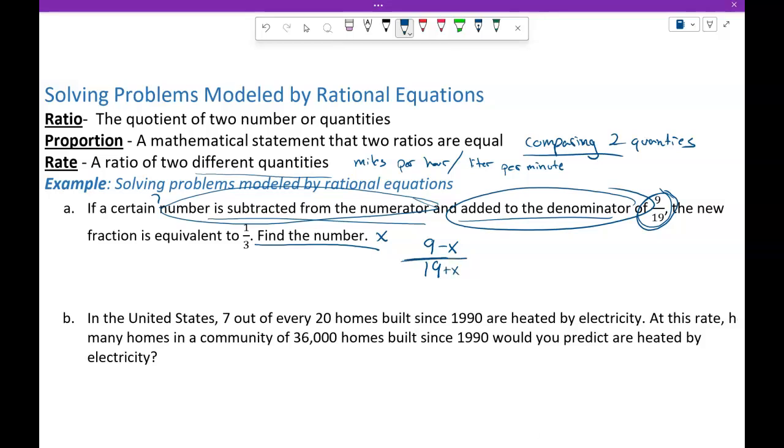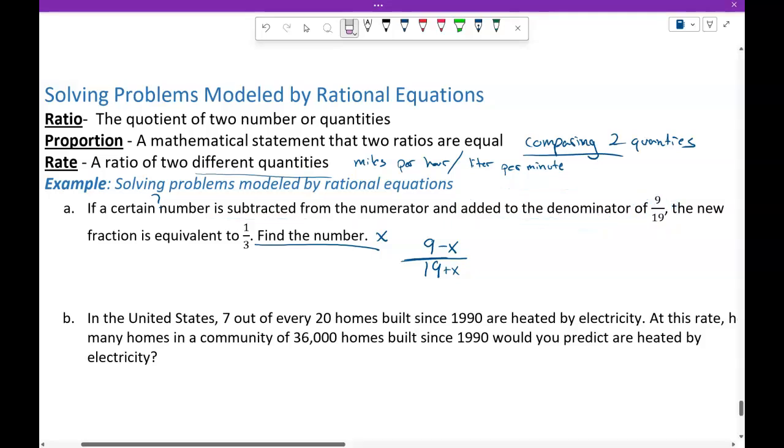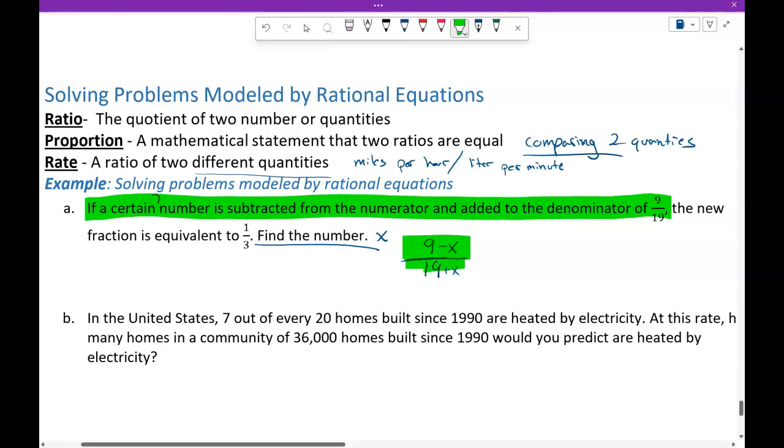And so now we have this rational expression, (9 - x) over (19 + x), that models this first sentence. Then it says that the new fraction is equivalent to 1/3. It equals 1/3. Well, we have one ratio set equal to another. Now we have a proportion.